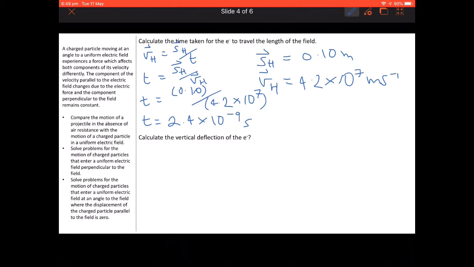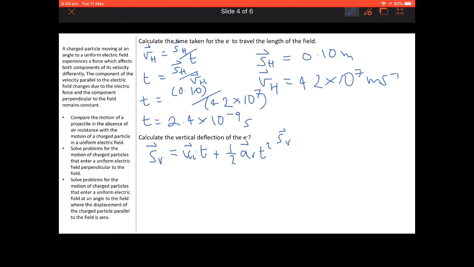The next question wants us to calculate the vertical deflection of the electron, and the vertical deflection is the same as the vertical displacement. To do this, we can just use one of our equations of motion, and these will be provided to you on your formula sheet. For this question, we'll use distance or displacement is equal to the initial velocity by time plus half the acceleration vertically, and that initial velocity is vertical, and then multiplied by the square of time.